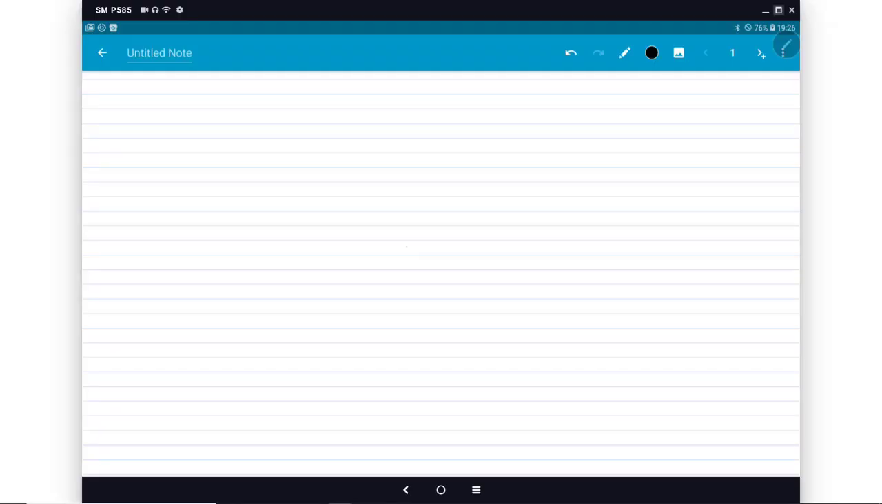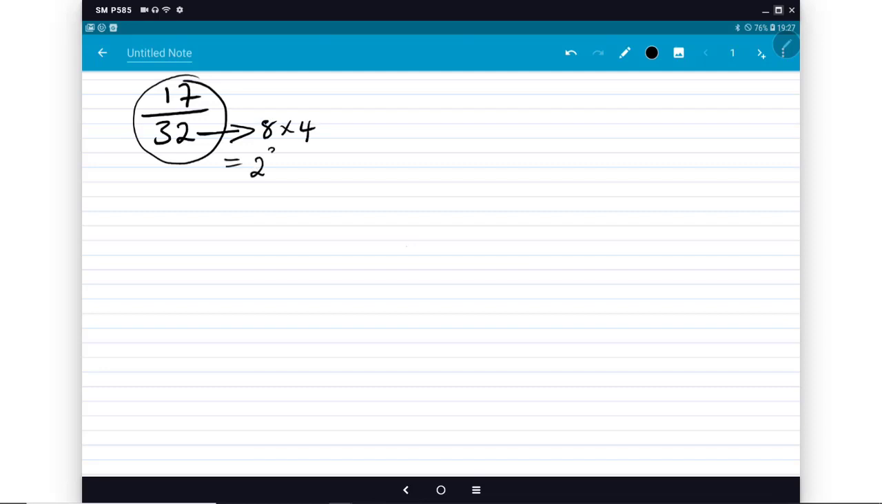Let's say we have 17 over 32. All right. Now, for me to know if this fraction will produce a terminating decimal or not, all I need to do is to take the denominator and express it in prime factorization. And if you remember how we do that, 32 is simply 8 times 4, and that is 2 raised to the power 3 times 2 raised to the power 2, or simply 2 raised to the power 5. So the prime factor is only 2. So it means this fraction will terminate. Definitely, it will terminate. You can press the calculator to check.